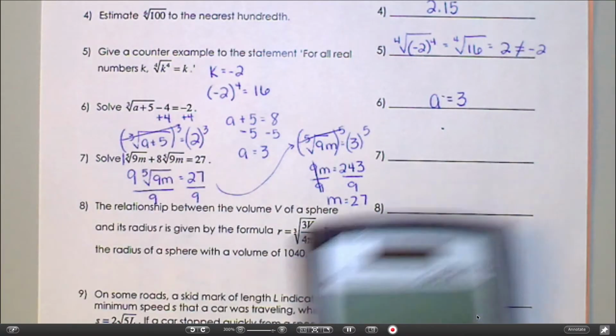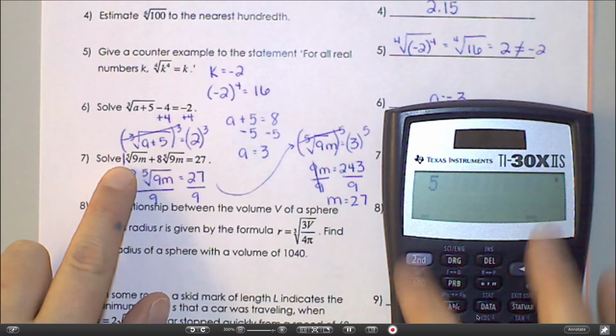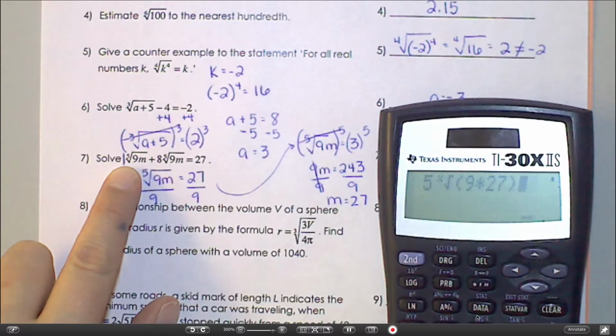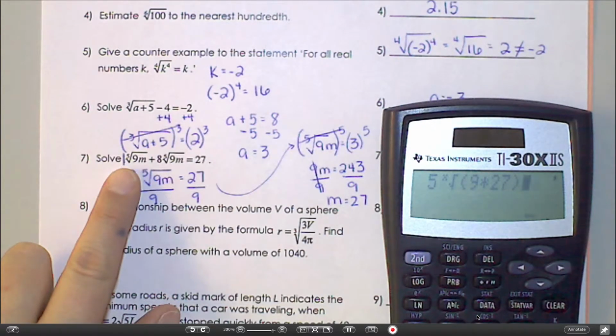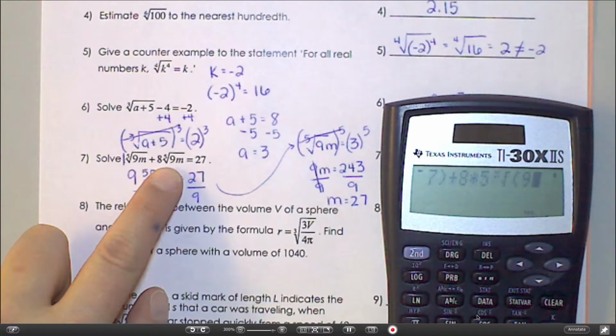So in my calculator, I would type this in as the 5th root of, and then in parentheses, I would do 9 times 27. Again, if your calculator just let you type under the radical, you would put the 9 times 27 under the radical and then use your arrow to come out of the radical. Plus 8 times the 5th root of 9 times 27 again.